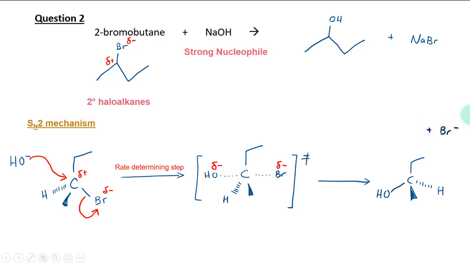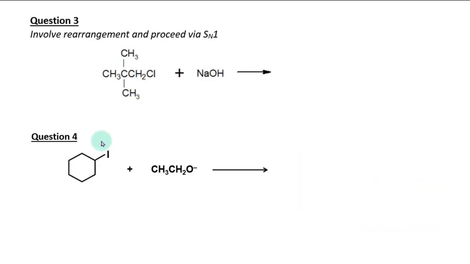So this Br- will then combine with the Na+ from the nucleophile to form the side product NaBr. For your mechanism, you just draw it like this, in which we use the nucleophile OH-. From the mechanism here, you can clearly see there is an inversion of configuration. So please have a try at questions number 3 and number 4.